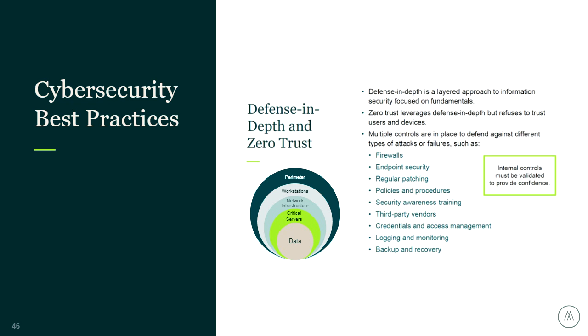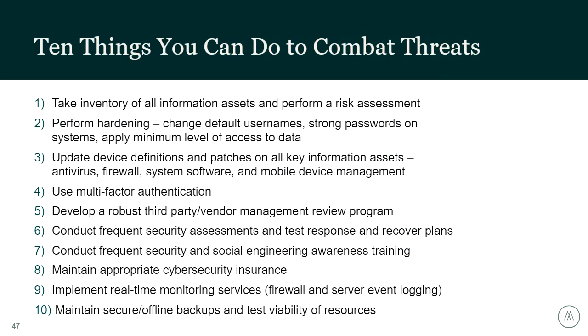So, 10 things you can do to combat threats. I know a lot of small organizations don't necessarily have the funds to implement all of these items, but I think there are some low-hanging fruit on this list that can be implemented that would really help keep you and your organization safe. There are also always third-party services out there that can assist in implementing some or all best practices. So the first one is take inventory of all information assets and perform a risk assessment. Performing a risk assessment is the most baseline thing that can be done to see where we are most vulnerable.